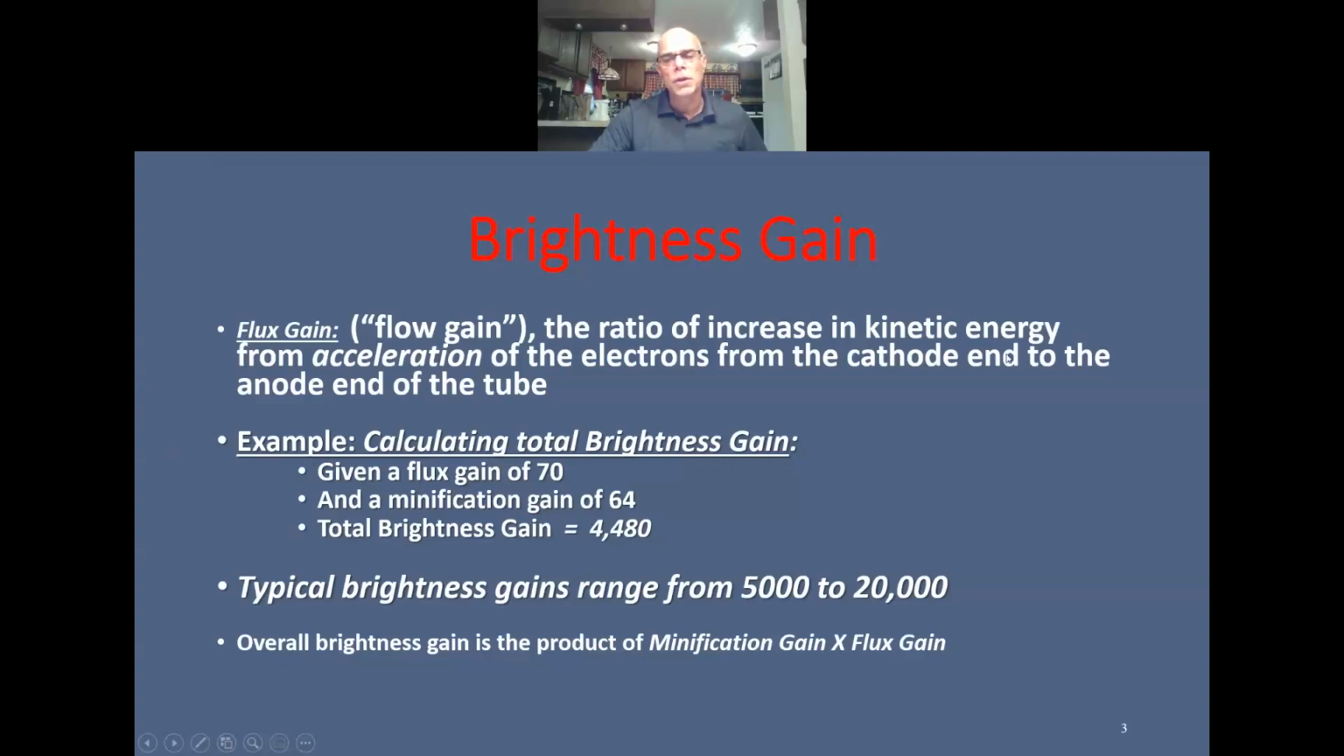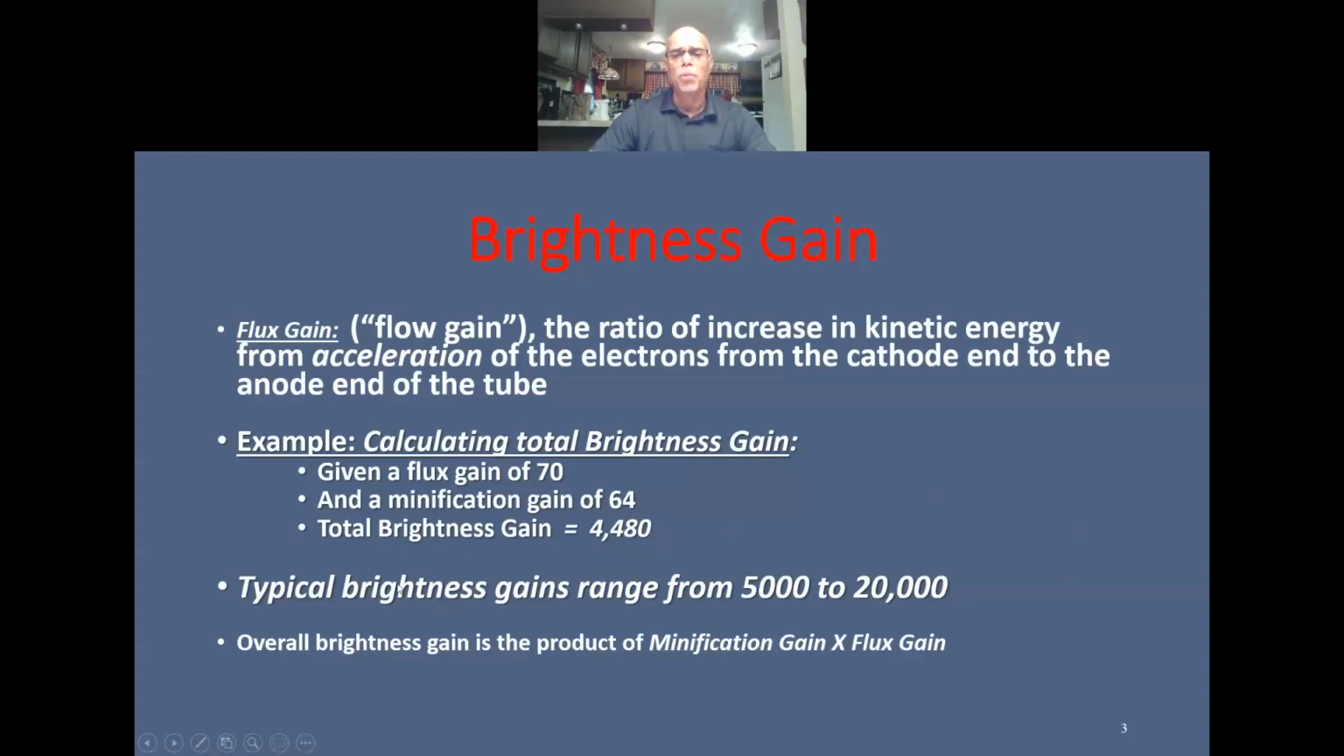And it's really not something you'll calculate. They'll normally give you that. But you need to know that your minification gain times your flux gain will give you your total brightness gain. So they gave you a flux gain, just an example of 70. They give you a minification gain of 64. You multiply those, and now we have 4,480 times brighter. So your total brightness is 4,480 times brighter.